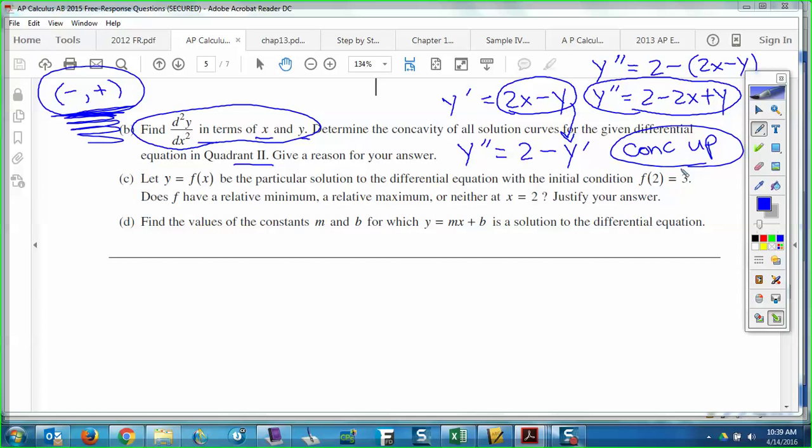Its concavity is determined by that. Okay, let y equals f be the particular solution with this initial condition. Now, this is not, though, separable, right? This one's y prime equals, what was it? 2x minus y. Was that our problem?